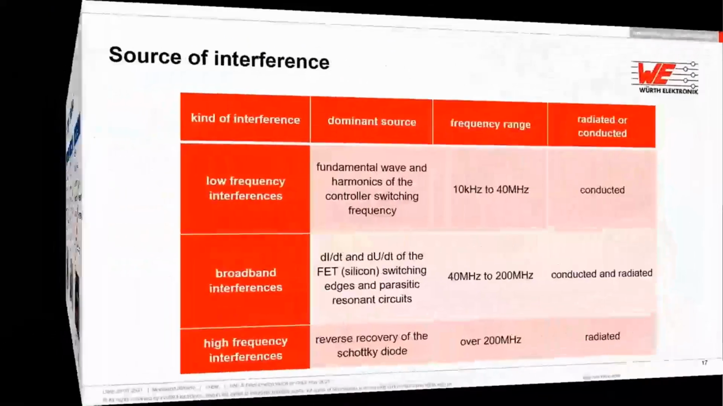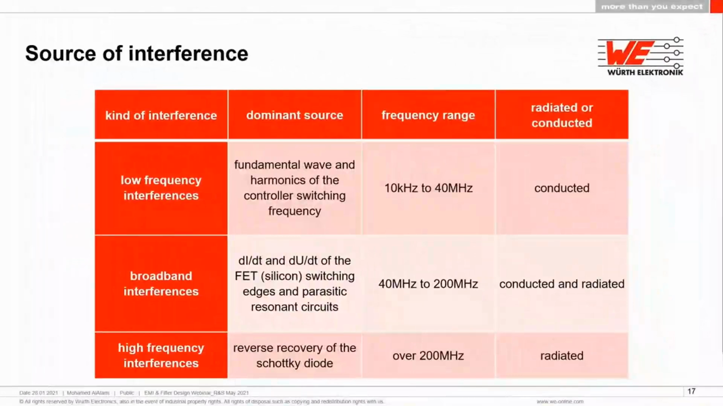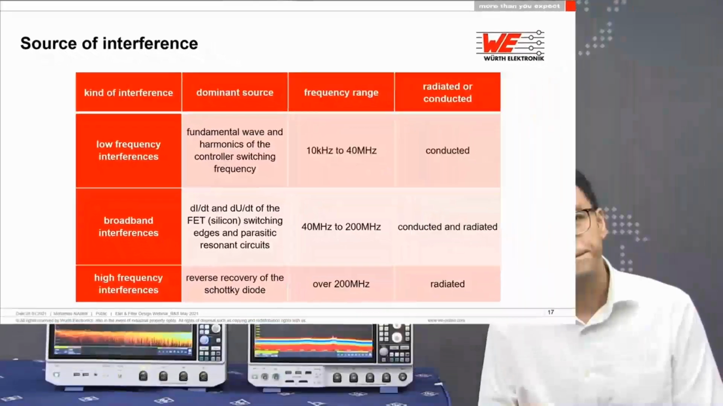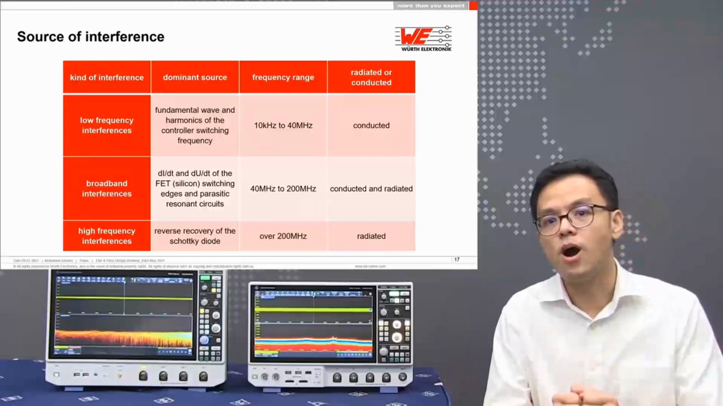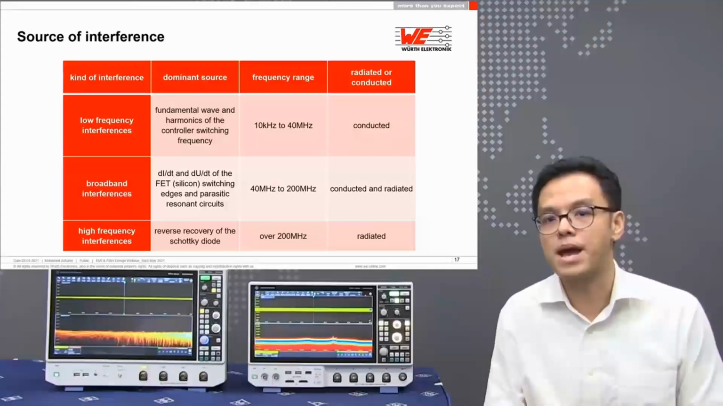I've borrowed this slide from a colleague at Würth Elektronik because it simplifies the understanding of noise sources. Low-frequency noise typically originates from fundamental waves and controller harmonics, and is very dominating in conducted emissions. Conversely, high-frequency noise is often radiated, particularly in power circuits, where it may be associated with the fast and high spikes of Schottky diodes. Broadband interference, on the other hand, usually combines conducted and radiated elements originating from switching edges and parasitic resonance.